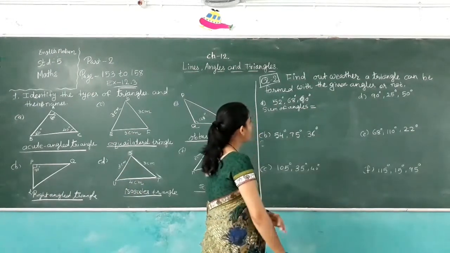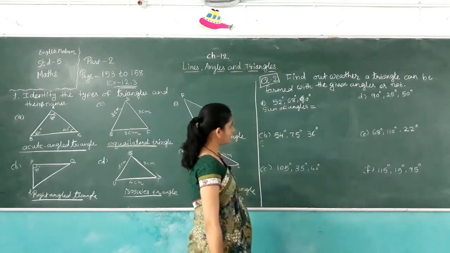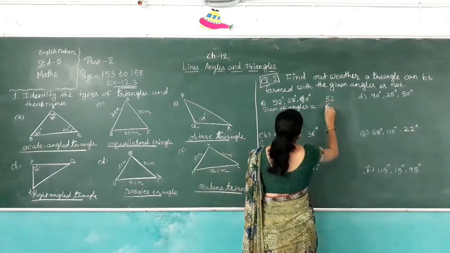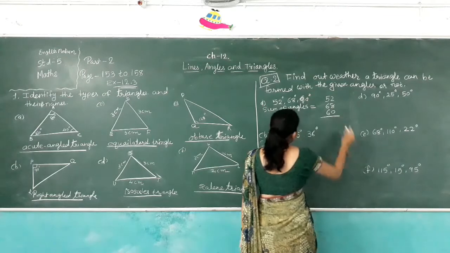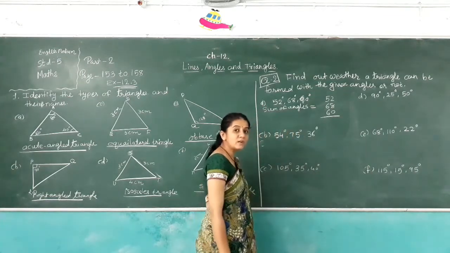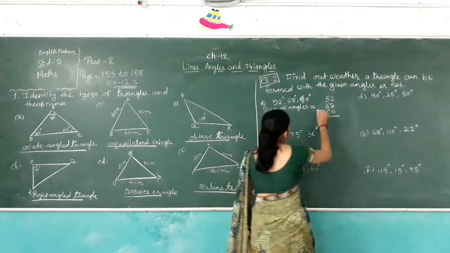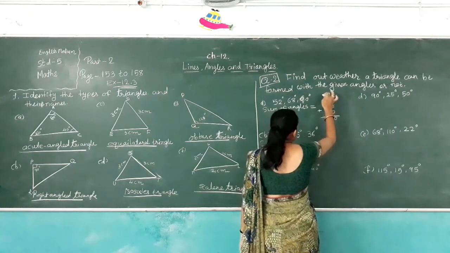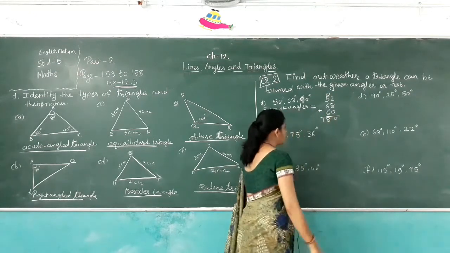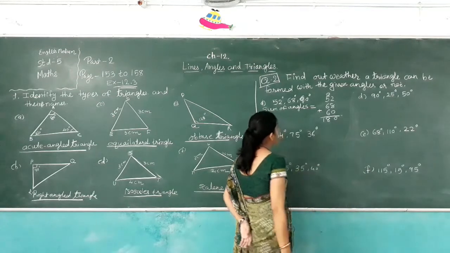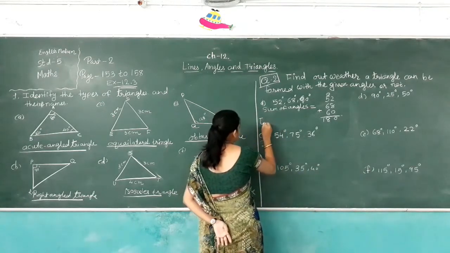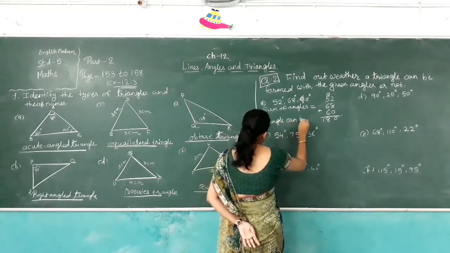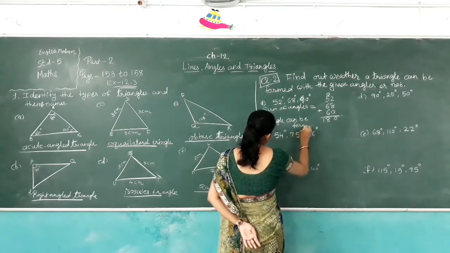Now next, find out whether a triangle can be formed with the given angles or not. Here the sum of the angles is 52 plus 68 plus 60. We want 180 degrees. So 8 plus 2 is 10, carry over 1, 6 plus 6 is 12 plus 6 is 18. Here we get 180 degrees. That means the triangle can be formed.